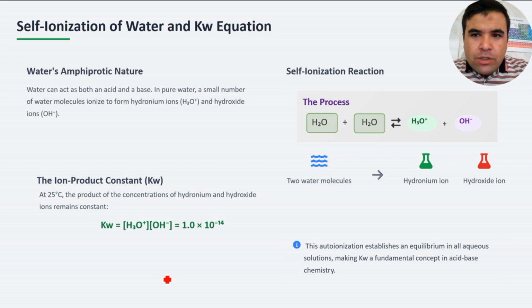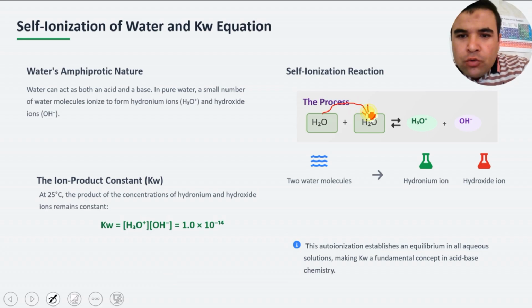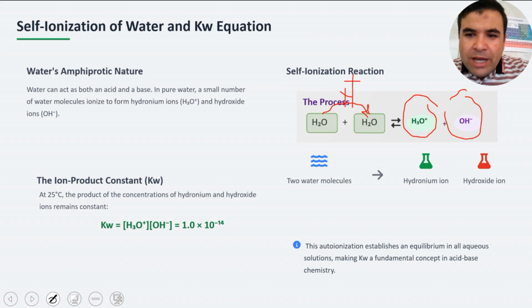When we talked about the neutralization reaction, guys, we said the neutralization reaction in section 2 is a reaction between hydronium and hydroxide, hydronium from the acids, hydroxide from the bases, to form H2O molecules. The self-ionization of water is a unique property of water which we have when we have pure water, guys. In pure water, there are two water molecules. One water molecule is going to donate a proton to the other one to form hydronium, and the remainder will be the hydroxide.